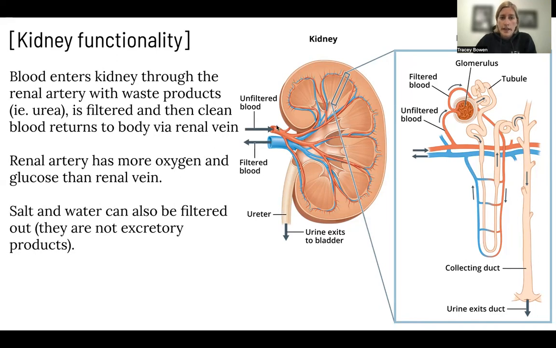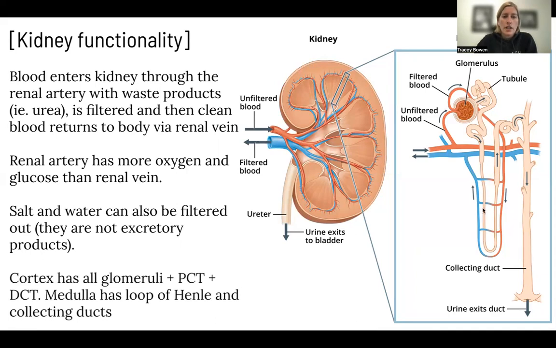Salt and water can be filtered out of the blood and then go back into the bloodstream. So they're not going to come out in the urine often, but they can come out in the urine. They're just not excretory products, so they didn't result from metabolic breakdown of things. You might just have too much water in your body or too much salt.